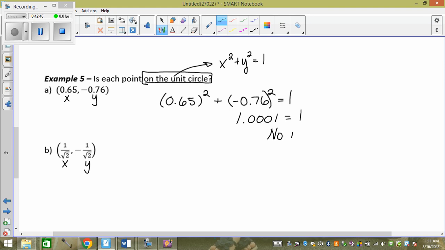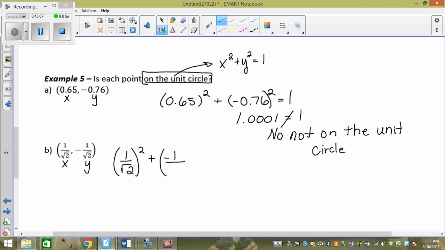No. Not on the unit circle. Because this is not a true statement. That's not equal. Oh my gosh. Every time. Fall for it. This one B's on the unit circle. There's those of you who are like, yeah, it's in front of my face. No, that's not good enough. You have to prove that 1 equals 1.